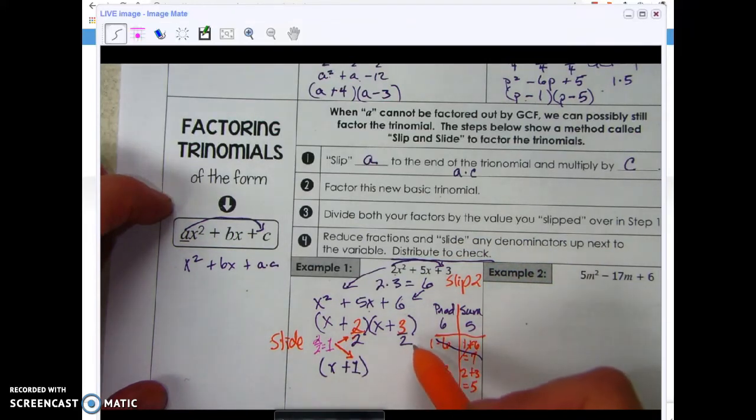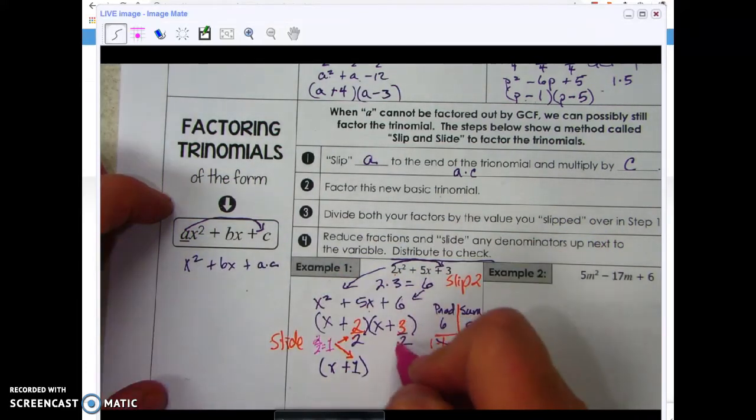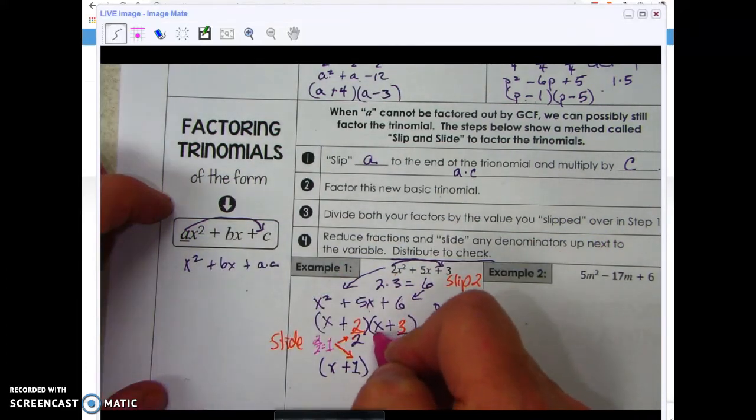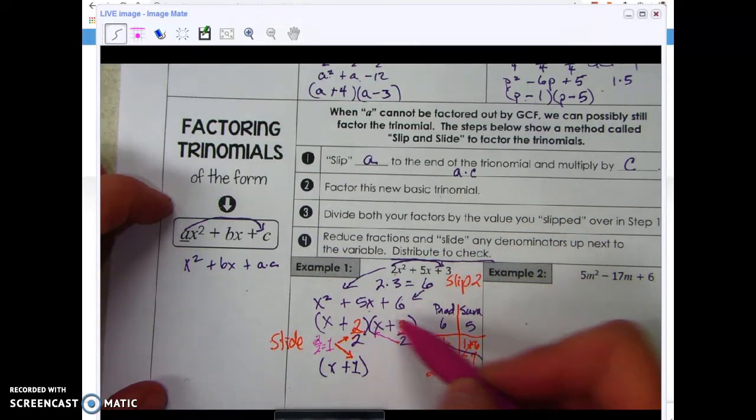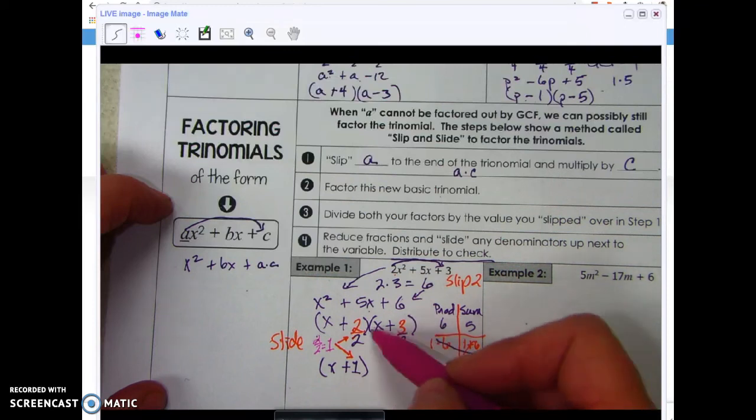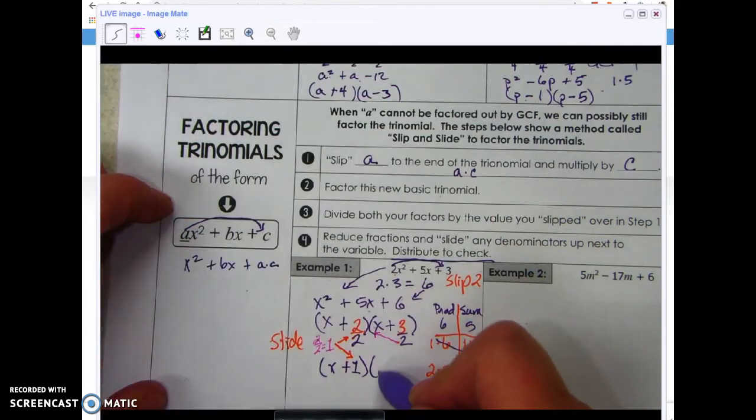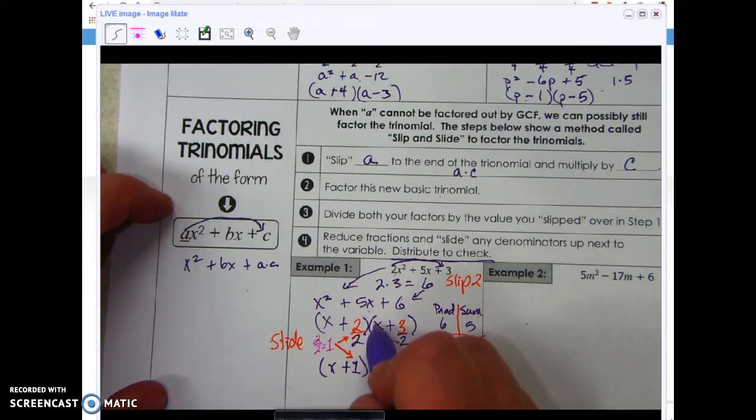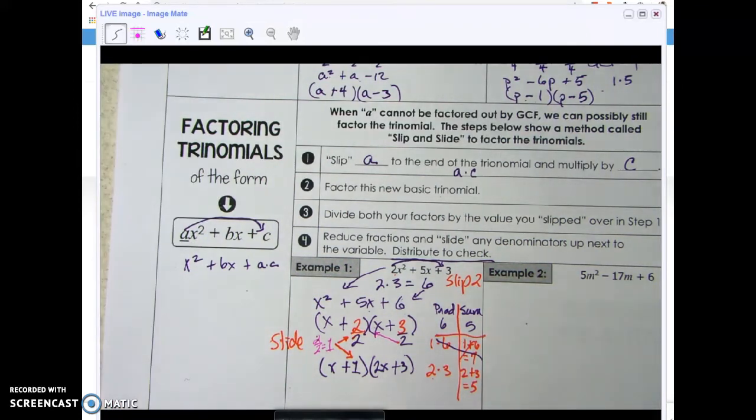Okay, now here I am going to slip this 2 over here in front of this x. So when I'm finished, I don't have fractions. So that's always a good thing, right? Just think we got to get rid of the fractions. So now that 2 goes right here in front of the x. 2x plus 3, and I'm done. And that's the factored form.